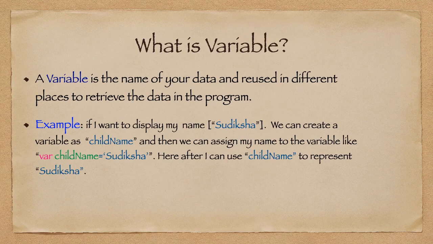What is a variable? A variable is the name of your data and is reused in different places to retrieve the data in the program. Example, if I want to display my name Sidiksha, we can create a variable as childName, and then we can assign my name to the variable like var childName equals Sidiksha. Hereafter, I can use childName to represent Sidiksha.